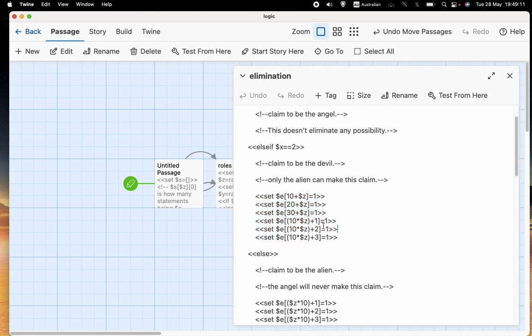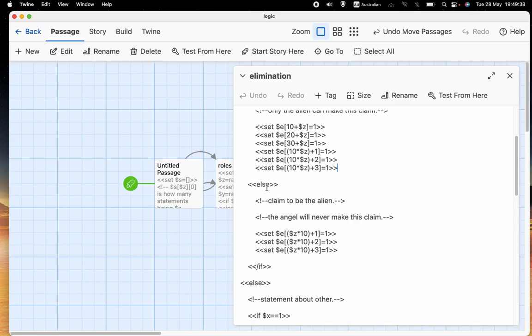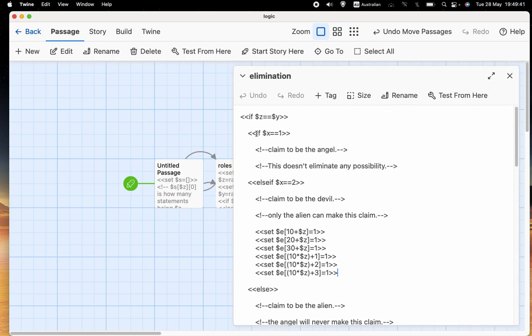There's always going to be one where 10 or 20 or 30 plus Z will equal either 11, 22, or 33. And similarly, 10 times Z plus 1, 2, or 3 is always going to equal 11, 22, or 33. So that actually eliminates 4 possibilities, but it still does quite a lot. And then else, well, the else is if x doesn't equal 1 and if x doesn't equal 2. Well, in this program, x can only ever equal 3 if it doesn't equal 1 or 2.